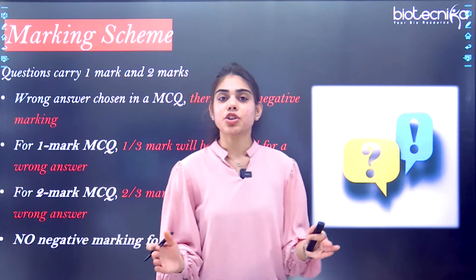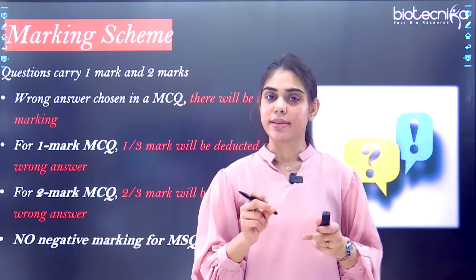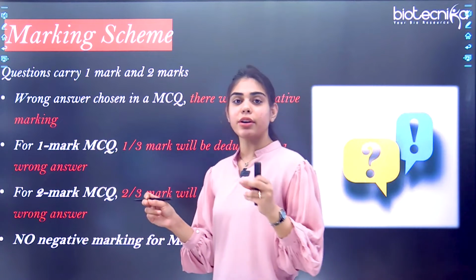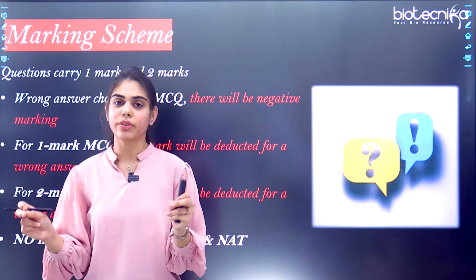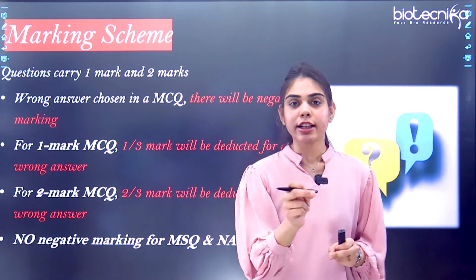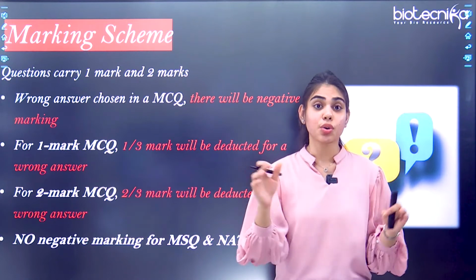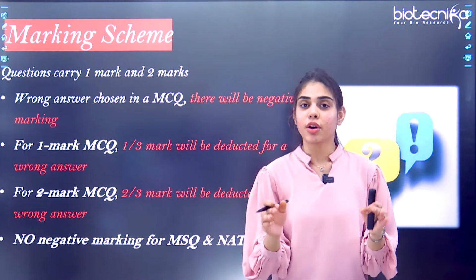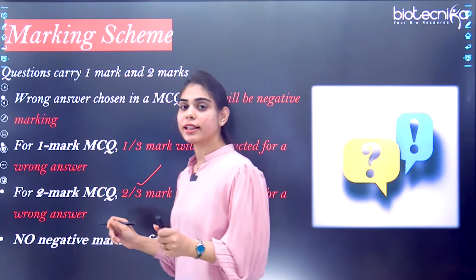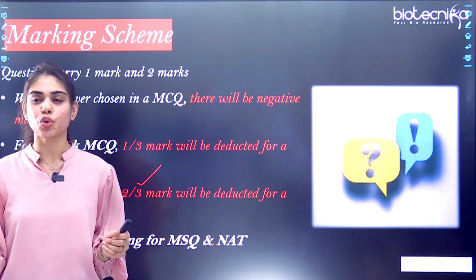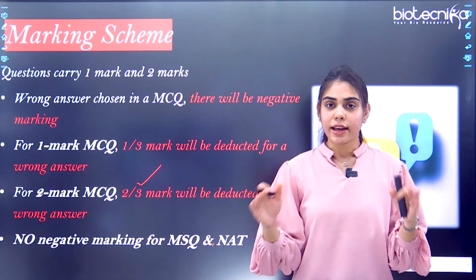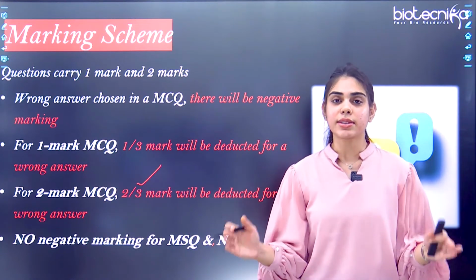So now let us see what is the marking scheme. As I already mentioned, there are 2 types of question. Either it is asked for 1 marks or 2 marks. So for every 1 mark question, you will get 1 mark for a right answer. If you are answering it wrongly, there will be a penalty of -1/3 from the total marks. So you should be aware of this negative marking, and so is for 2 marks. For a 2 marks question, there is a negative marking of -2/3 for each and every wrong answer. So there is no negative marking for MSQ and NAT.